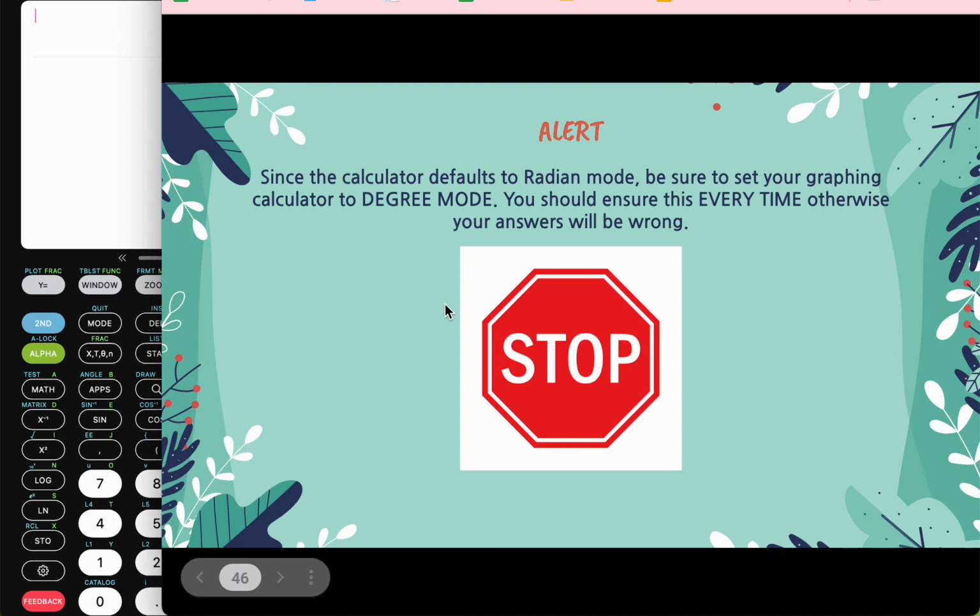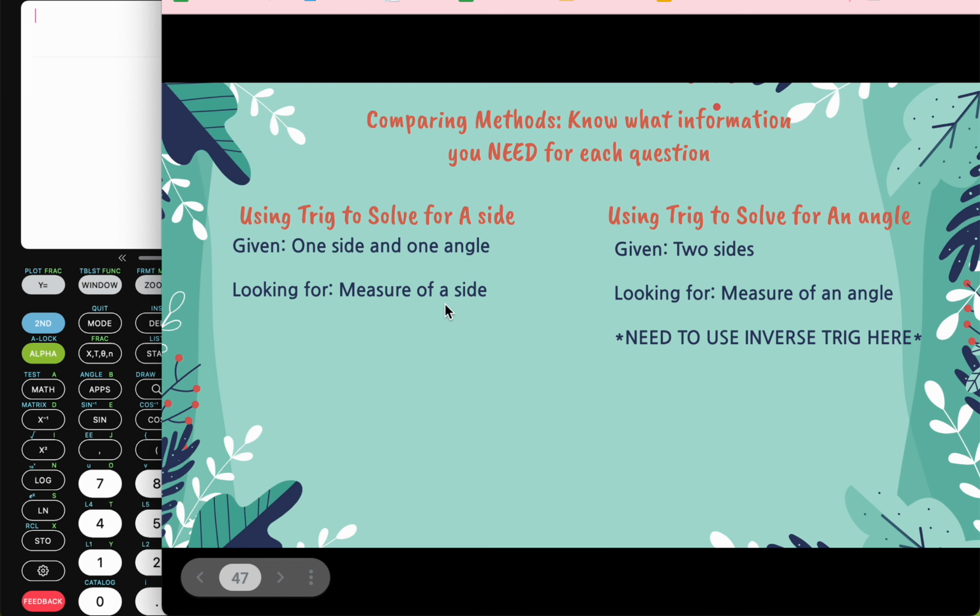Now, comparing these methods, we're going to be using trig to solve for a side and solve for an angle, which we have done before. This is nothing new to us. But we want to make sure we know the information that we need in order to solve these types of problems, because it'll be easier for us to identify this when we're doing a problem. So using trig to solve for a side, you need one side and one angle of a right triangle. Using trig to solve for an angle, you need the value of two of your sides. So when you're solving for an angle, you need to use your inverse trig functions.